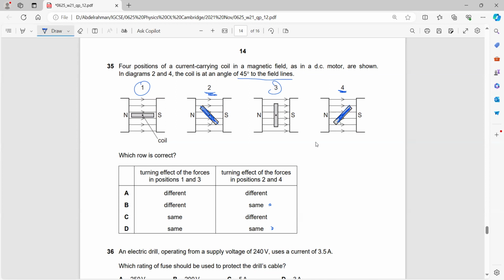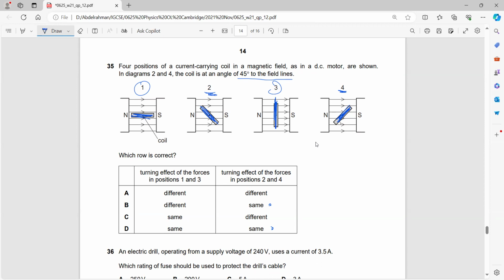1 and 3, would they be different or would they be the same? Actually, they would be different. Why would they be different? In 1, the coil is parallel to the magnetic field. In 3, the coil is perpendicular to the magnetic field.